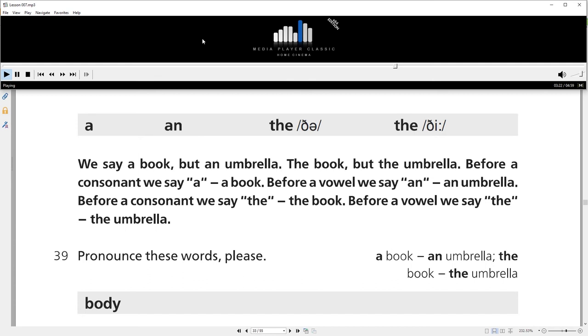An. The. We say a book, but an umbrella. The book, but the umbrella. Before a consonant, we say a book. Before a vowel, we say an umbrella. Before a consonant, we say the book. Before a vowel, we say the umbrella. Pronounce these words, please. A book. An umbrella. The book. The umbrella.